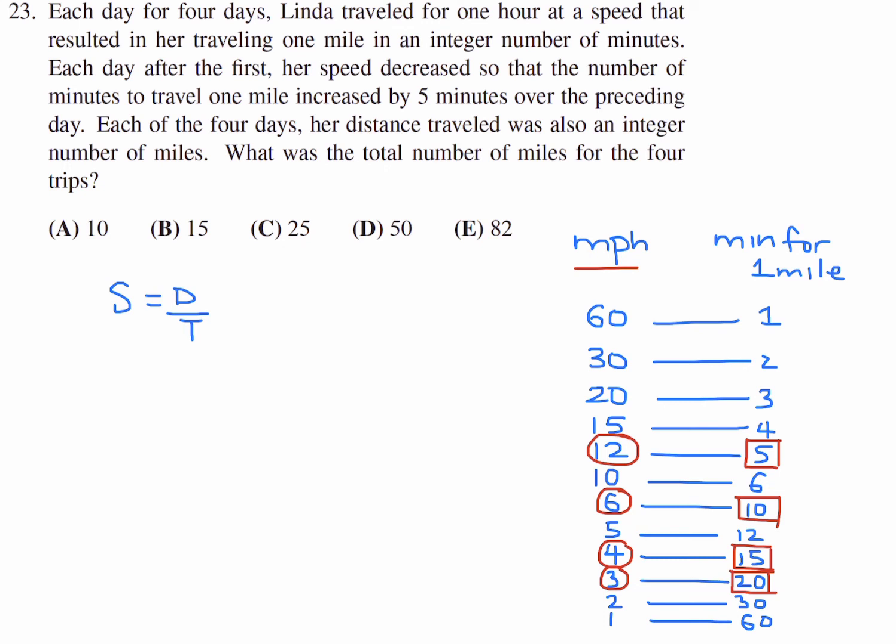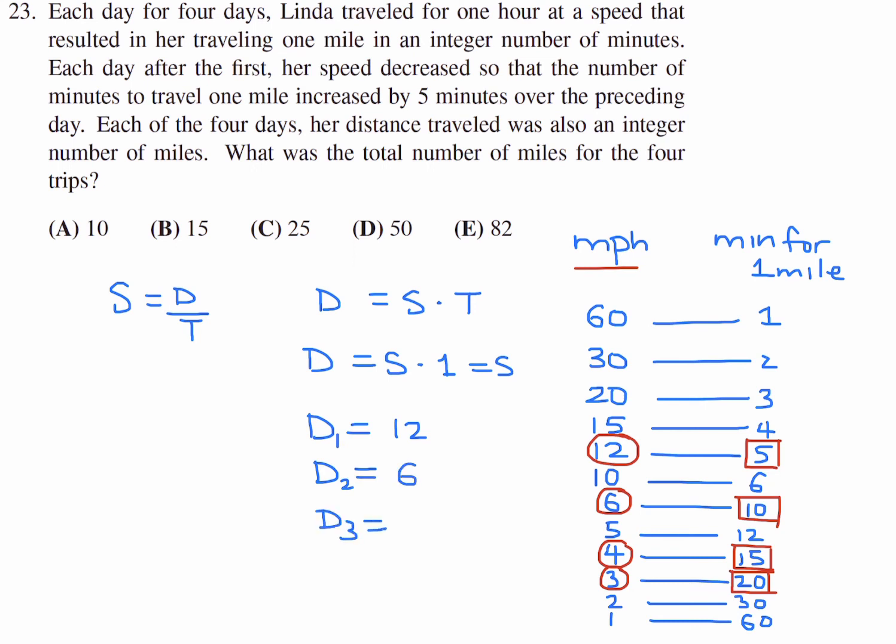Okay, well, total number of miles, we can use the distance is equal to speed times time. Each time, the time is 1 hour. So distance is going to be speed times 1, which is just s. So the distance for the first one, when the speed is 12 miles per hour, is just 12. The next day, the distance is 6. The next day, the distance is 4. And the fourth day, the distance is 3.